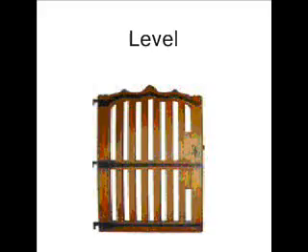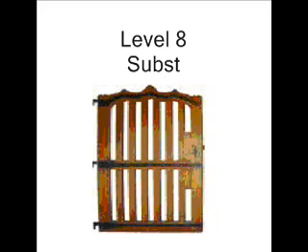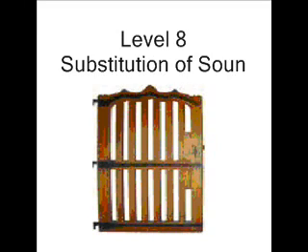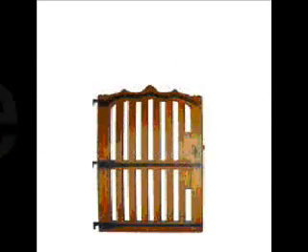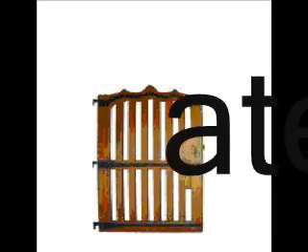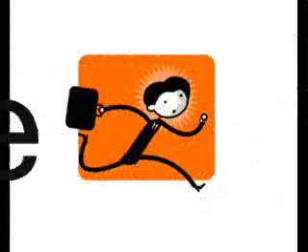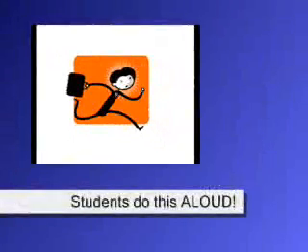The final developmental level is 8, which goes with the image of a gate. The developmental level is actually substitution of sounds. That means that you're going to take off the first sound in the word gate, which is a G sound, and you are going to substitute another letter. So we can say take off the G and put on an L, and you will now have the word late. So you want students to do this aloud.